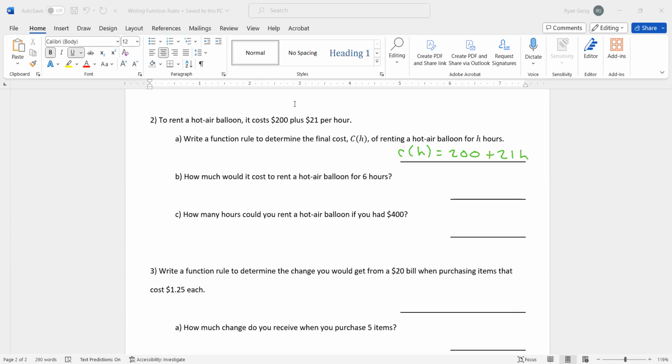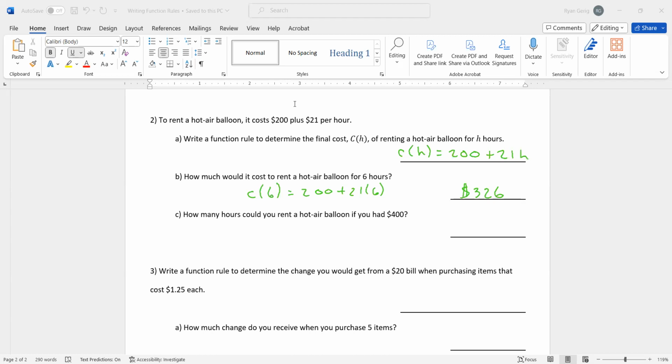Okay. How much would it cost to rent a hot air balloon for 6 hours? Well, I'm asking you for the C of 6. So it's going to be $200 plus whatever 21 times 6 is. So 21 times 6 is 126 plus the 200. It's going to cost you $326.